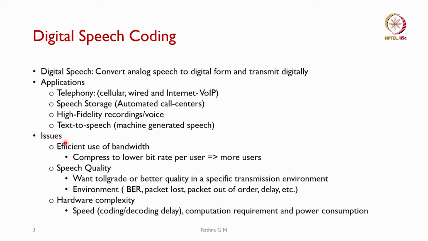So, what are the issues? One issue when we are transmitting is the efficient use of bandwidth. We can compress to a lower bit rate per user, so that we can cover more users in this particular bandwidth. Then we have to look at the speech quality. We want toll grade or better quality in a specific transmission environment. The environment may be noisy, but still we want better quality.